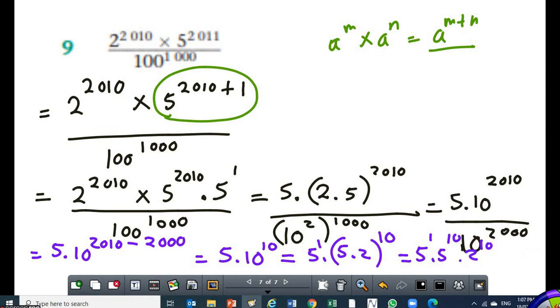So my final answer, the base is the same here, the exponents are different. So I can write my final answer as 5 to the power of 11 times 2 to the power of 10. You can leave the answer like that. Okay? You can leave it like that. It's okay.